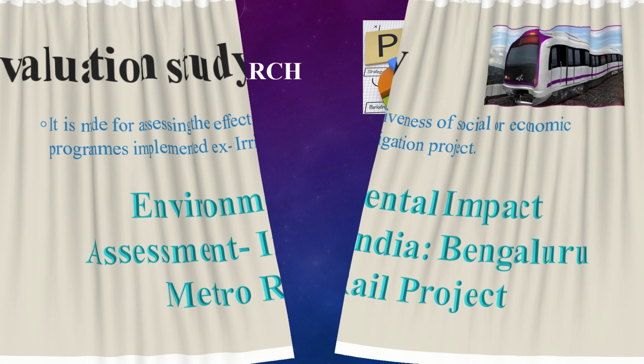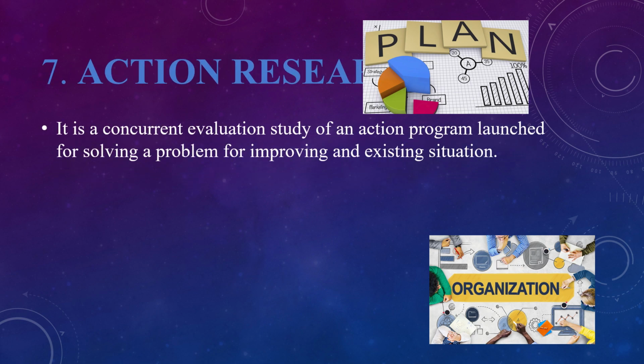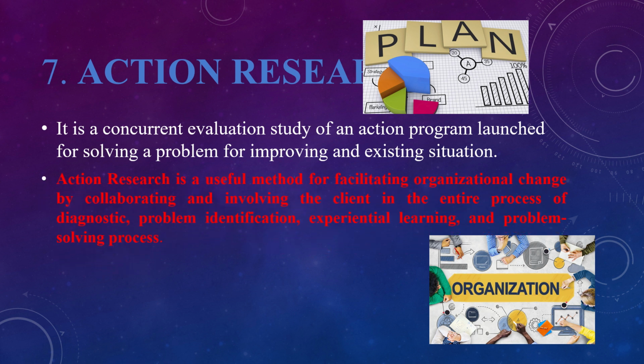Now, the next form of research is action research. Now, what exactly is action research? It is concurrent evaluation. It is not just a single evaluation. It is a concurrent evaluation. Evaluation is done again and again to understand where this particular project or problem or situation basically stands. Now, if a program is being launched, let us understand how this works.